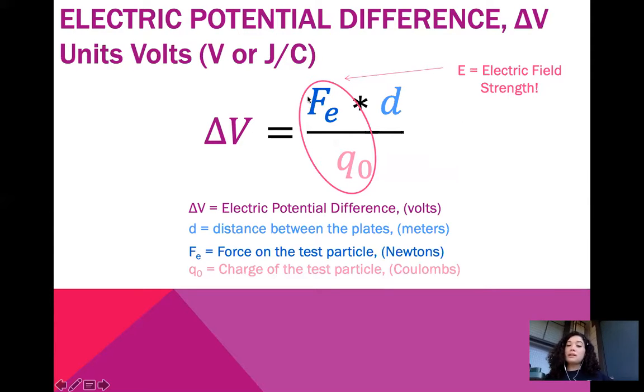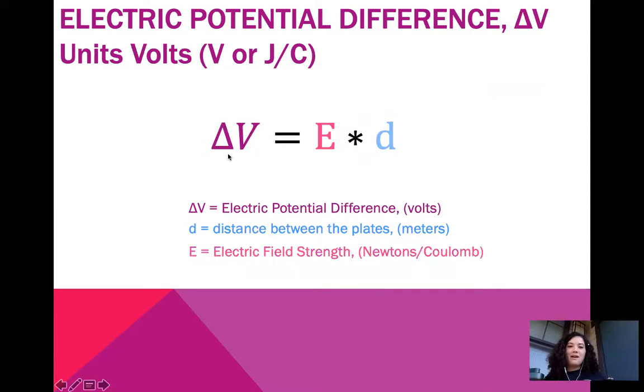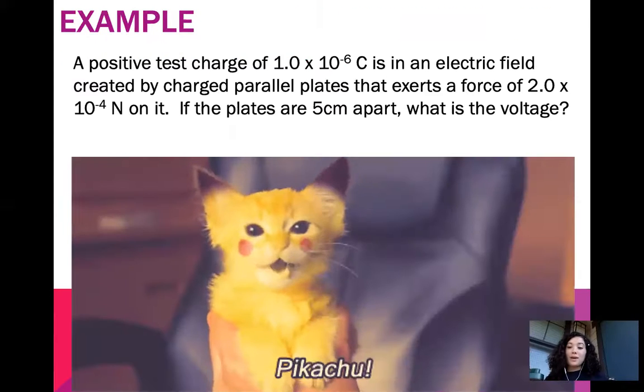So as another reminder, electric force divided by charge is equal to E, which is the electric field strength. So we can actually rewrite this formula another time as our electric potential difference, delta V, equals the electric field strength times the distance between our two plates. So depending on what you're given, you're going to want to pick one of these three formulas to solve for your electric potential difference. So we actually have an example.